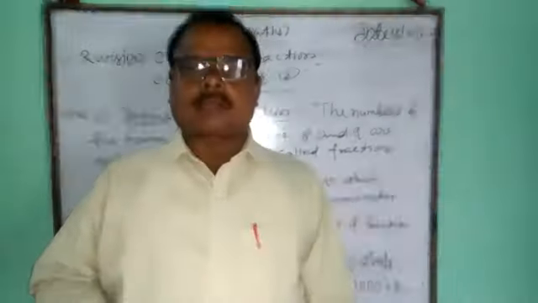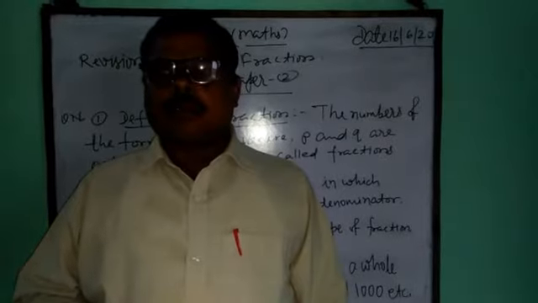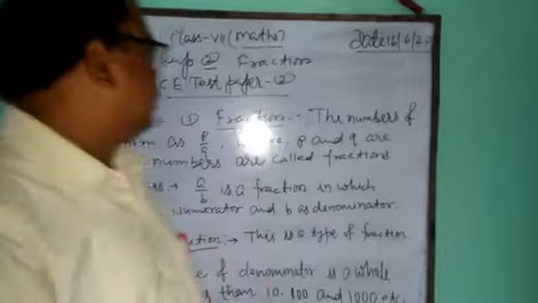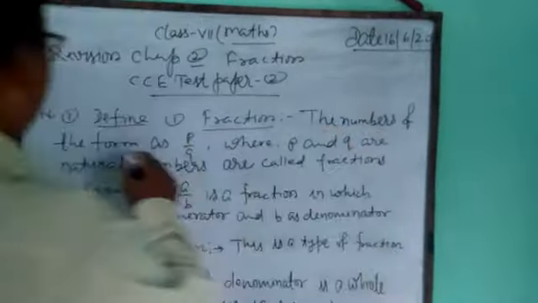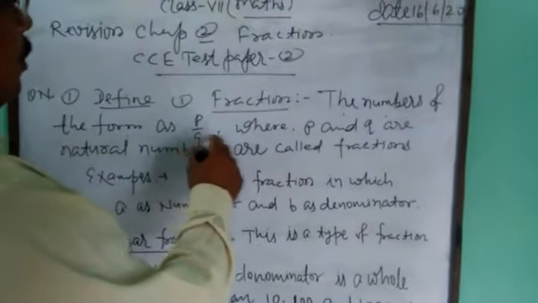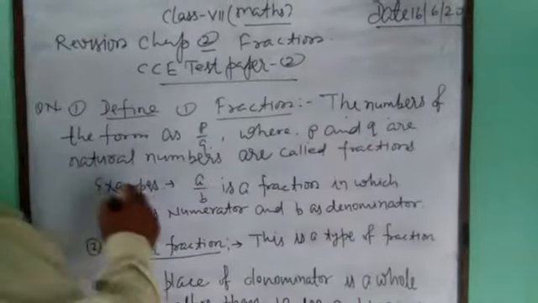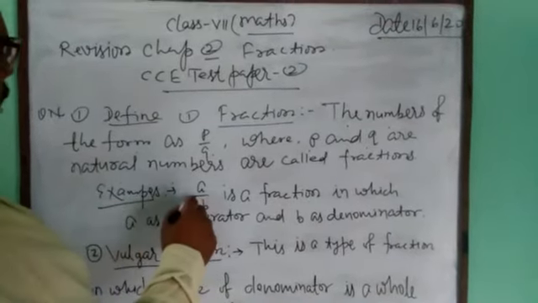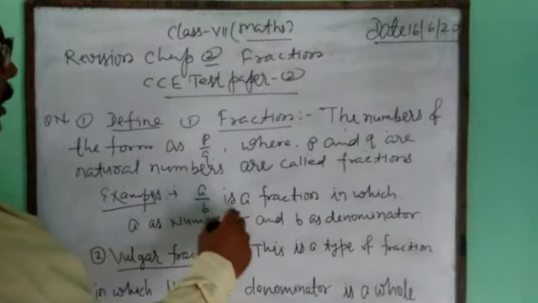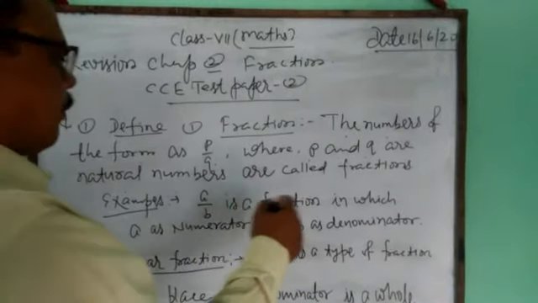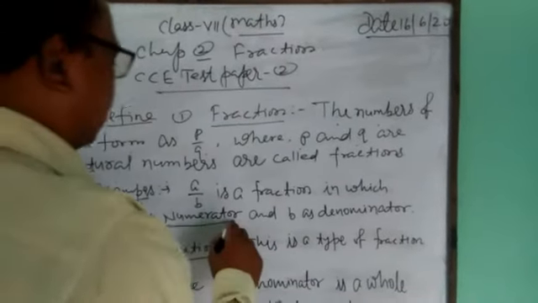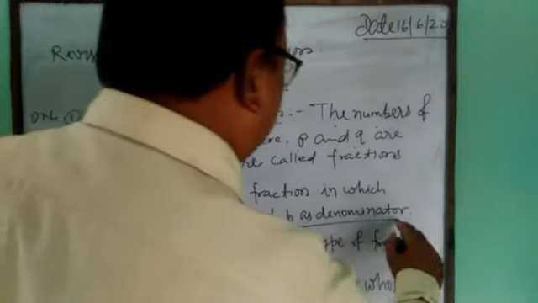First, we define fraction. Fraction is a part of whole. Otherwise, we define it as a number of the form P/Q, where P and Q are natural numbers, called fractions. For example, A by B is a fraction in which A is the numerator and B is the denominator.